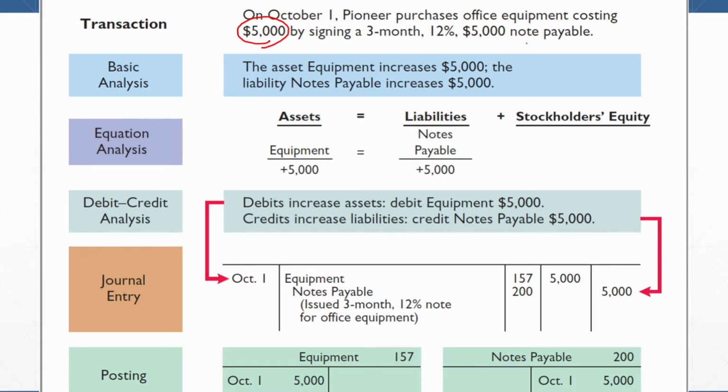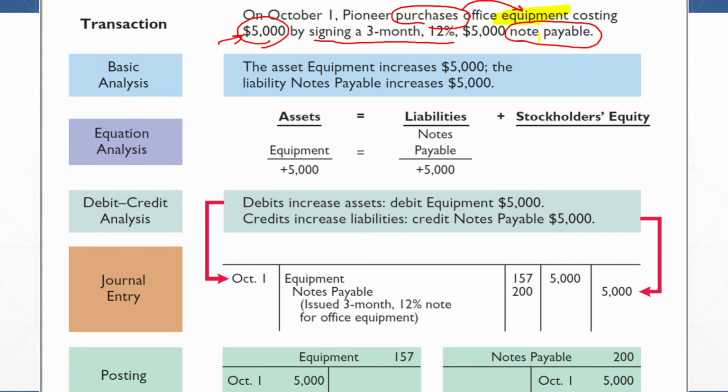Okay, let's analyze it. What's going on? We are purchasing something. What thing? A piece of equipment. How much is that? $5,000. How am I paying for this purchase? Am I paying in cash? No, I'm not. So I'm signing something. What is that thing? A note payable. So my first account is actually here, equipment.